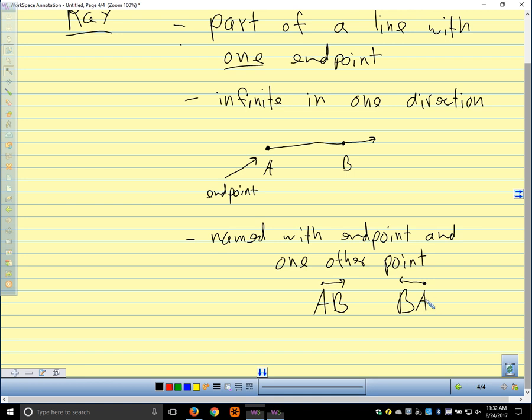What's a way we could think of a ray? Light, yeah. How about this? There's a ray coming out of the end of my flashlight.